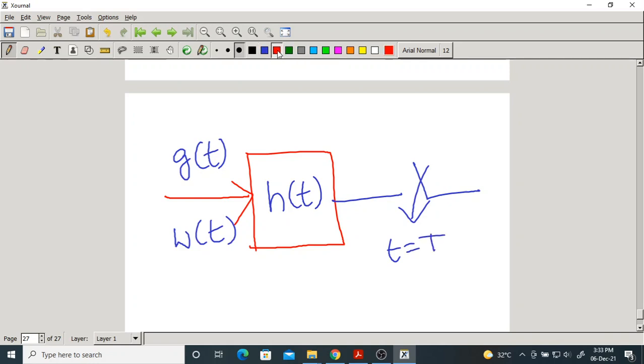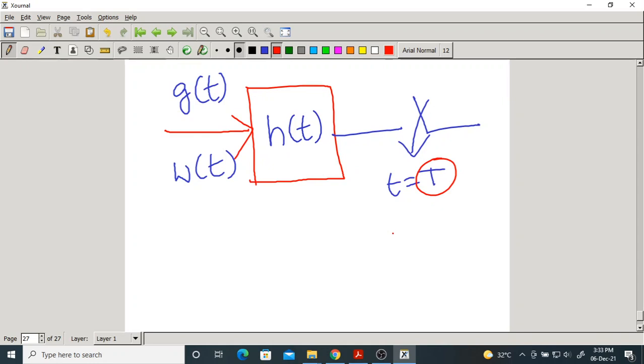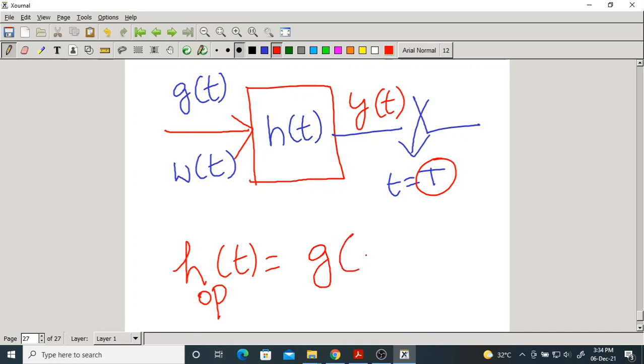There is one more reason why we sample at t equal to capital T. I will explain. The output is y of t. Here h of t is the optimum filter, that is g of capital T minus t. What is the impulse response? It is the shifted and delayed version of the input signal. The impulse response of the filter is a time shifted and delayed version of the input signal.